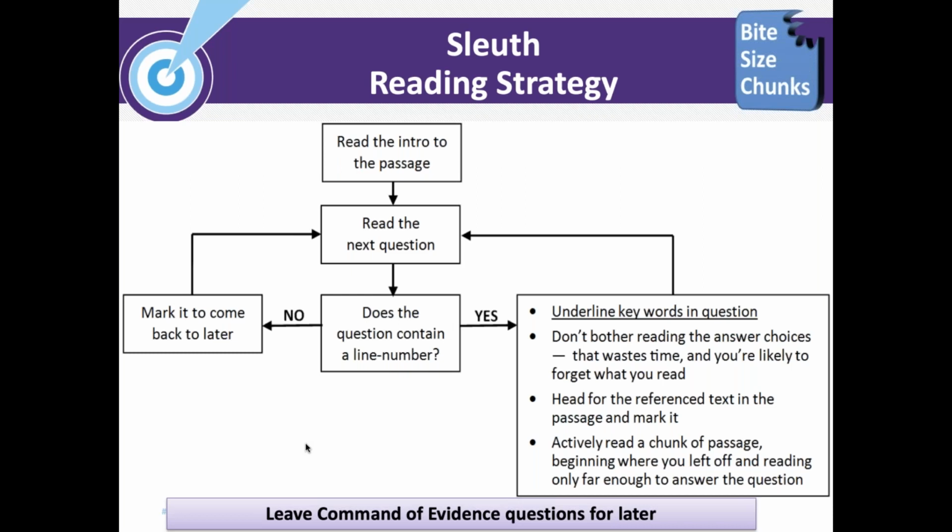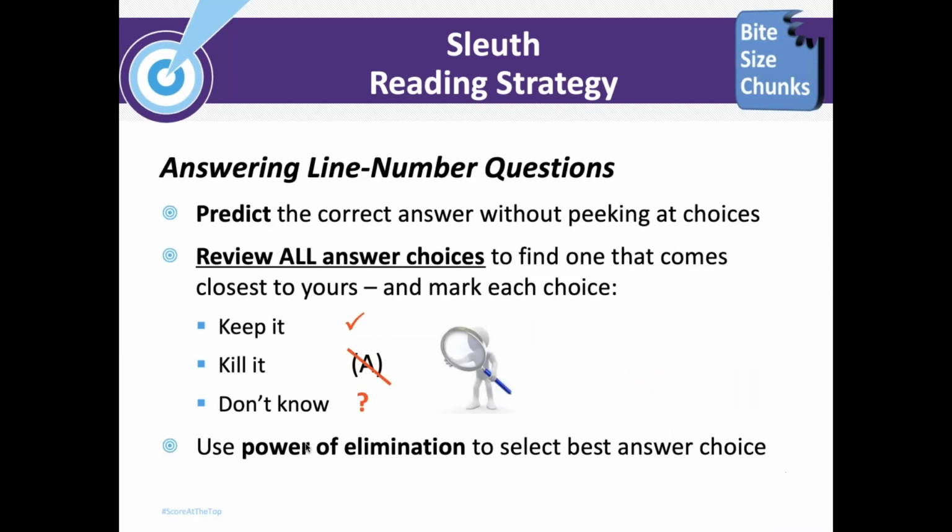The command of evidence questions, as we talked about earlier, typically don't follow the order of the passage. So like the main idea questions, leave those for the end. Do the line number questions and read in chunks, and then come back and do your command of evidence and main idea questions. When you are answering the line number questions, predict the correct answer without peeking at the choices.